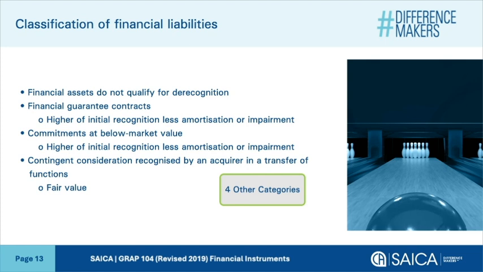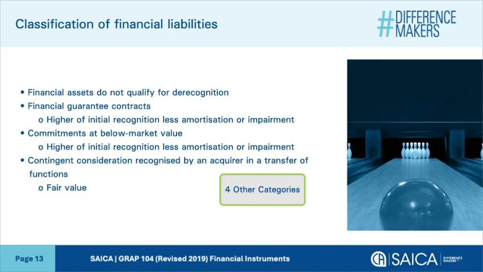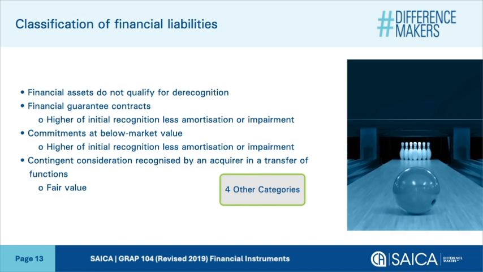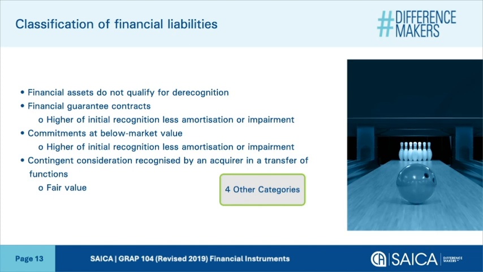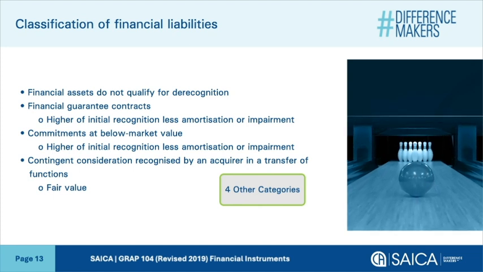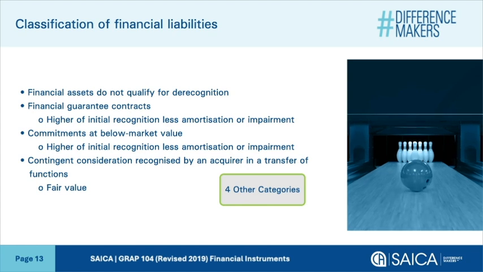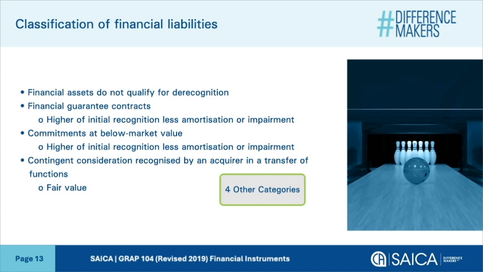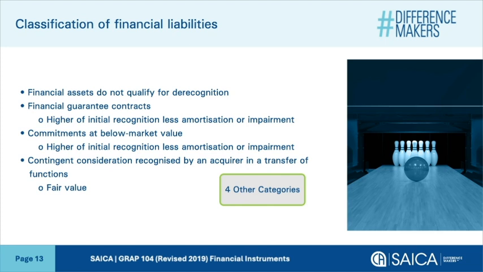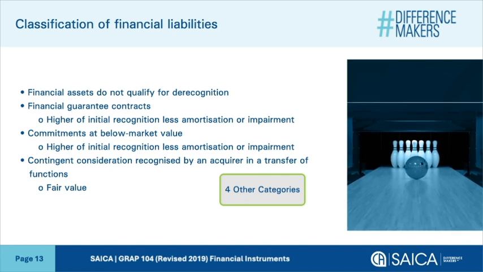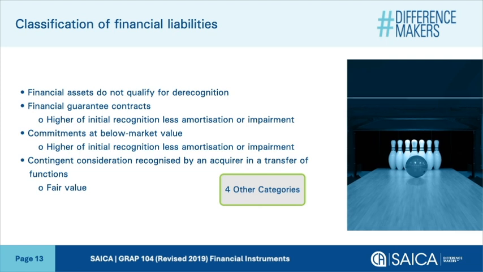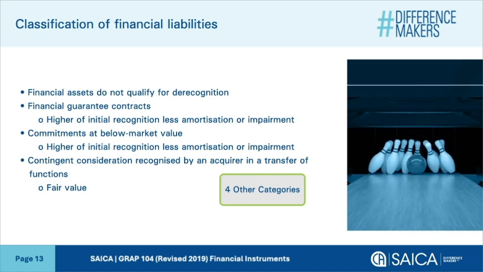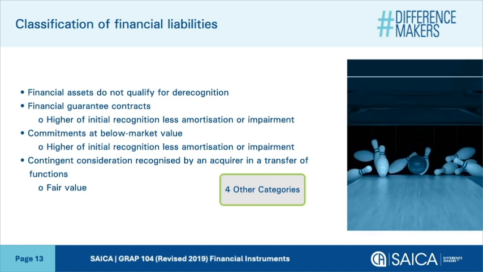The 4 other categories include financial liabilities that arise when a transfer of financial asset does not qualify for derecognition are measured in accordance with the transfer requirements. Financial guarantee contracts, in this case, surety is signed on behalf of another party, are measured at the higher of initial recognition, less amortization or impairment. Commitments to provide a loan at a below market interest rate are measured at the higher of initial recognition, less amortization or impairment. Contingent consideration recognized by an acquirer in a transfer of functions between entities not under control, measured at fair value.